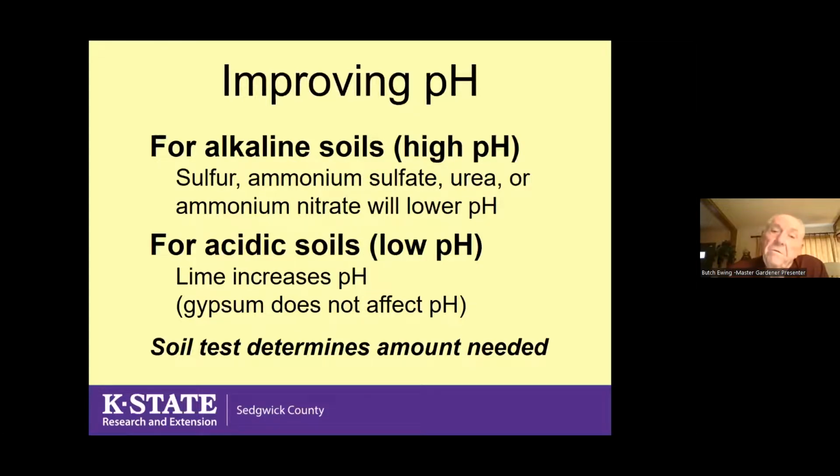So to remedy a high pH, bring that number back down, we'll use sulfur or ammonia or ammonium nitrate or some form of sulfur, and that will bring that pH down some. If you have a low pH or a very acidic soil, then lime is used to raise that pH, to bring it closer to neutral. Now, it does take a soil test to determine for sure what your pH is.